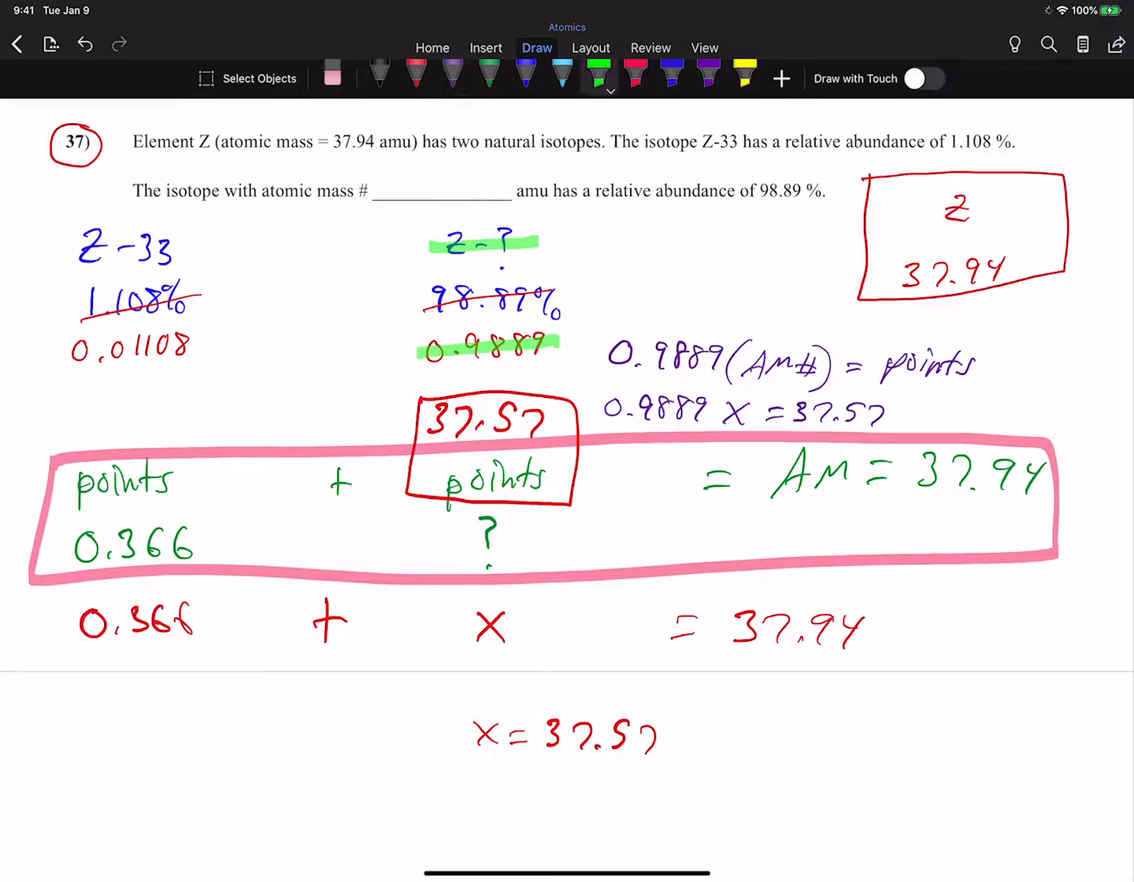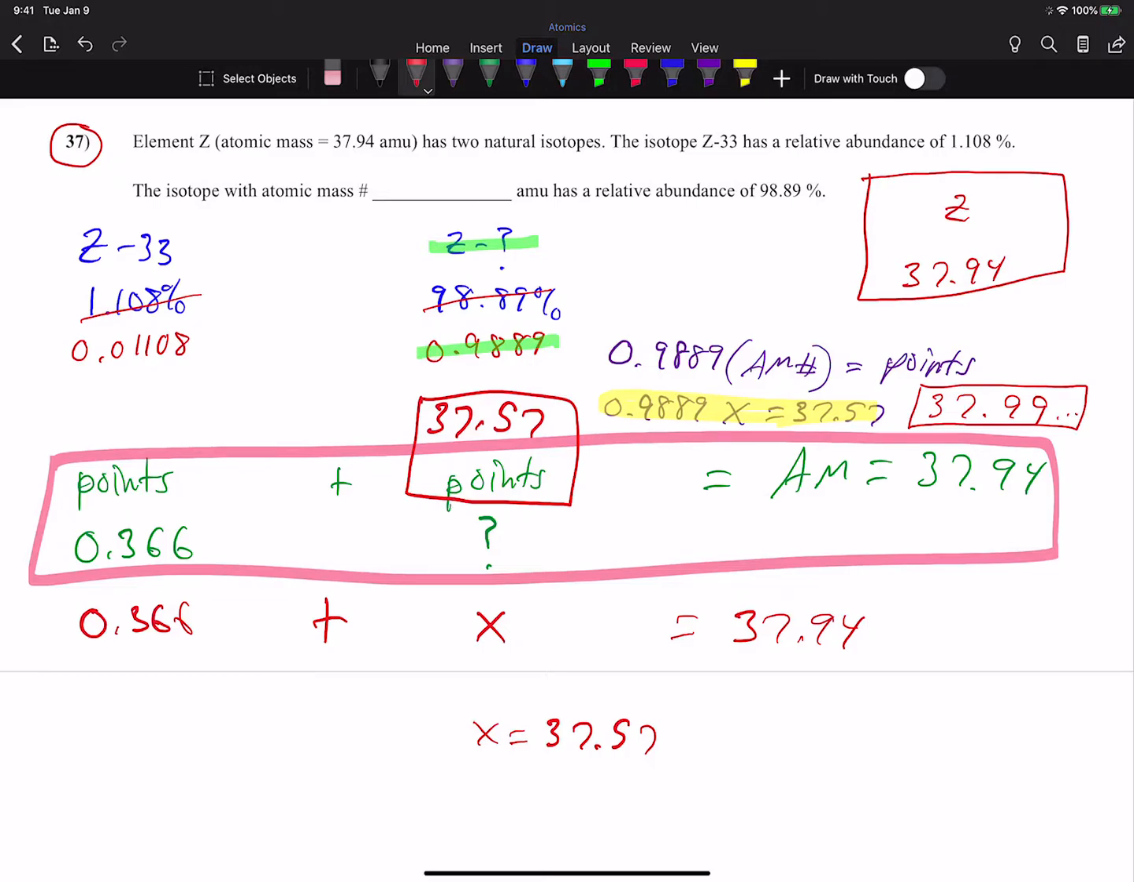Now, solving this expression for x, what we want to do is divide both sides by 0.9889. So it's 37.57 divided by 0.9889. And the answer that I get in the calculator window is 37.99. Now, it goes on a little bit more, but that's fine.